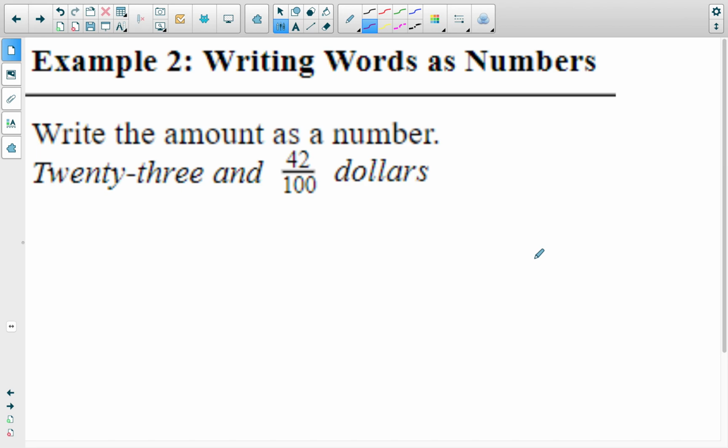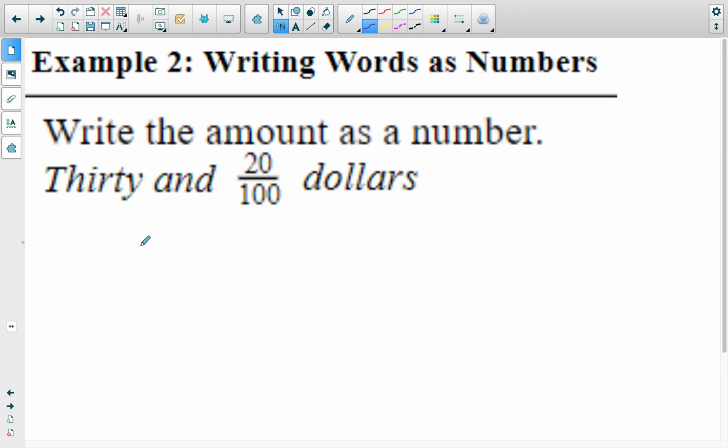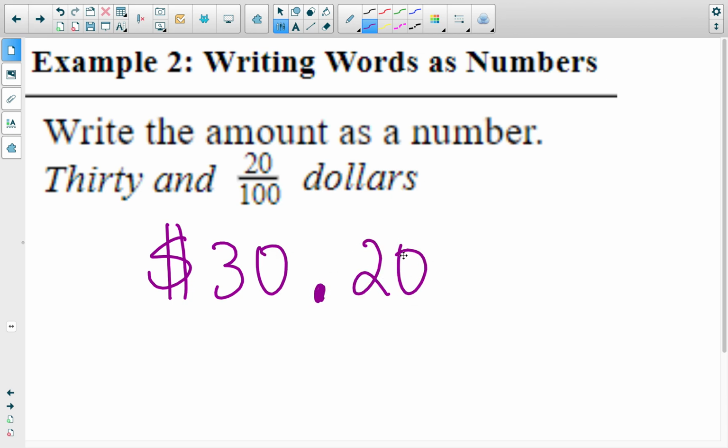And let's go back the other way. So let's practice writing the amount as a number. 23 and 42 out of $100. 23.42. Okay, the dollar sign goes in front, remember. Pause the video, try this. Hopefully you came up with $30.20.